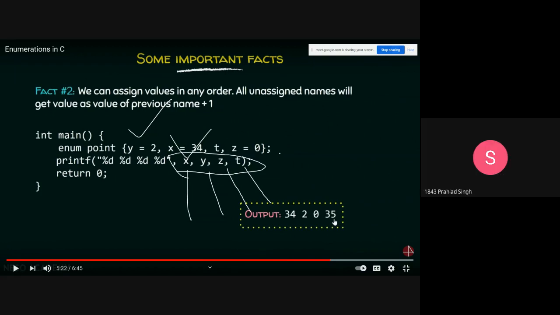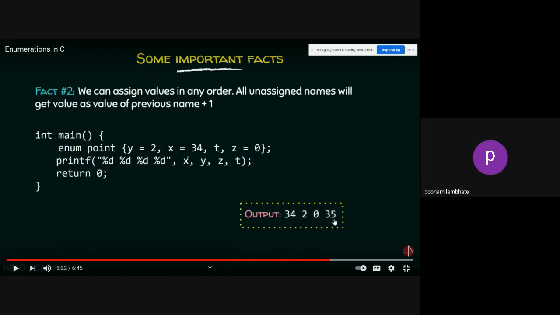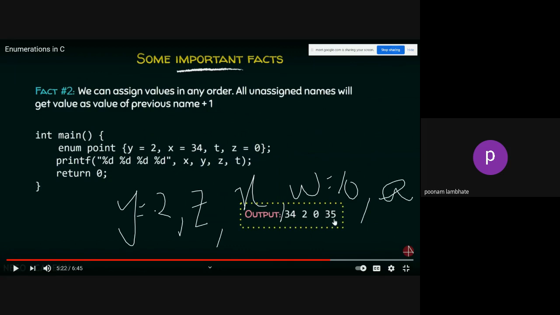Yes. Now, I want to show you another way. Suppose I have y is equal to 2. Then I have z, then I have x, then I have w equal to 10, and then I have a. So here y is equal to 2, z will be 2 plus 1, that is 3, z is equal to 3 now. Then x will be what? 3 plus 1, that is 4. So this way consecutively they'll get assigned.